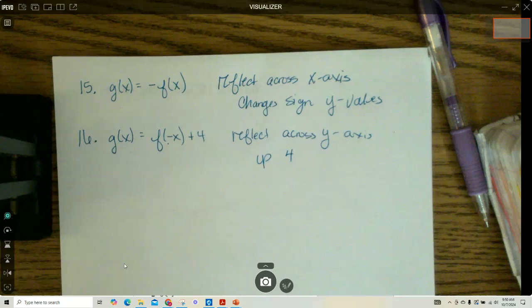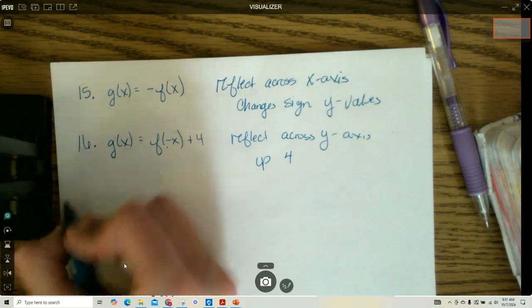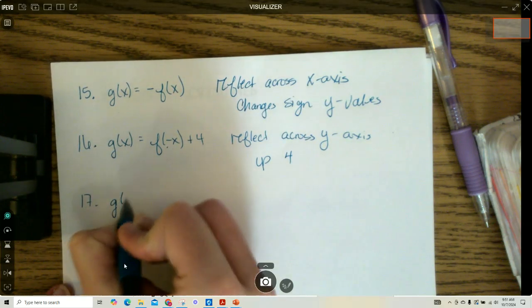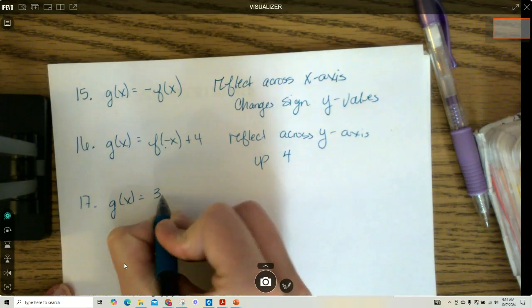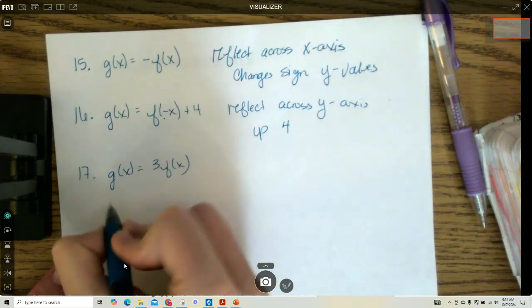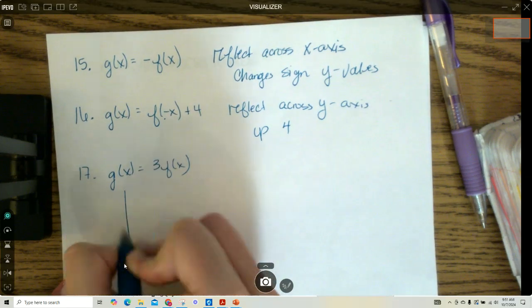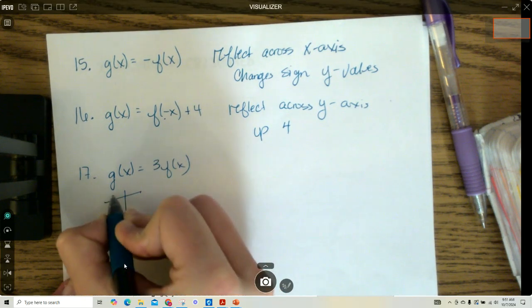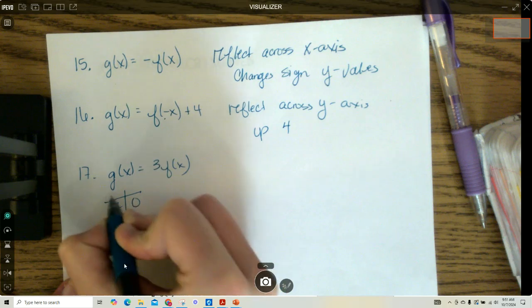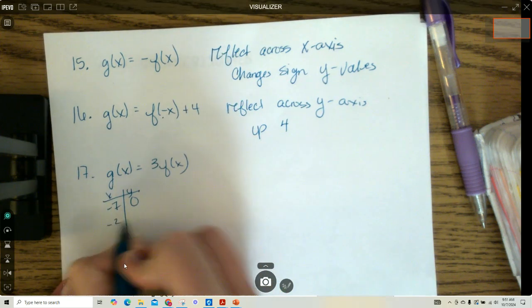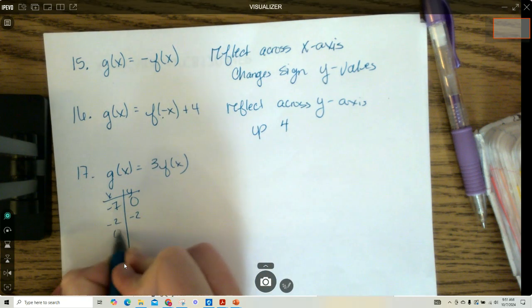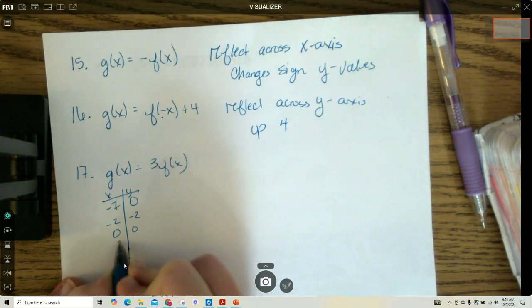You've got a stretch. Graph the function g of x equals 3 f of x. Do you have ordered pairs? Negative 7, 0. Negative 2, negative 2. 0, 0. 2, 2. 7, 0.